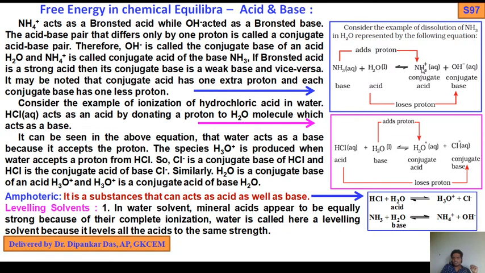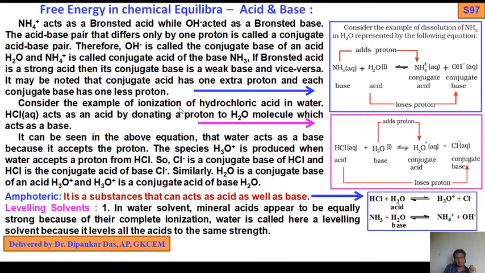So the conjugate acid of ammonia is the ammonium ion, and the conjugate base of the ammonium ion is NH3. Similarly, in the case of OH minus, the conjugate base, water is the conjugate acid. This is the loss of a proton: OH minus is the conjugate base, and the ammonium ion is the conjugate acid.